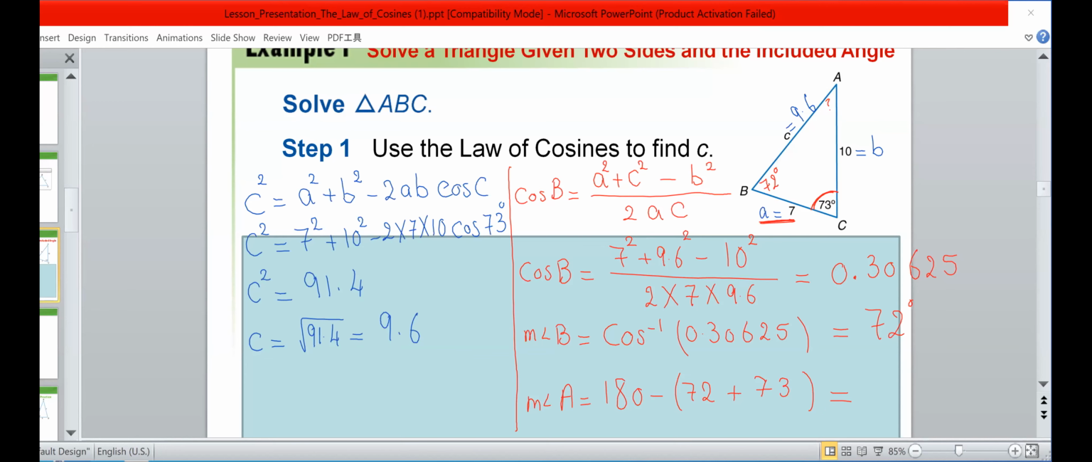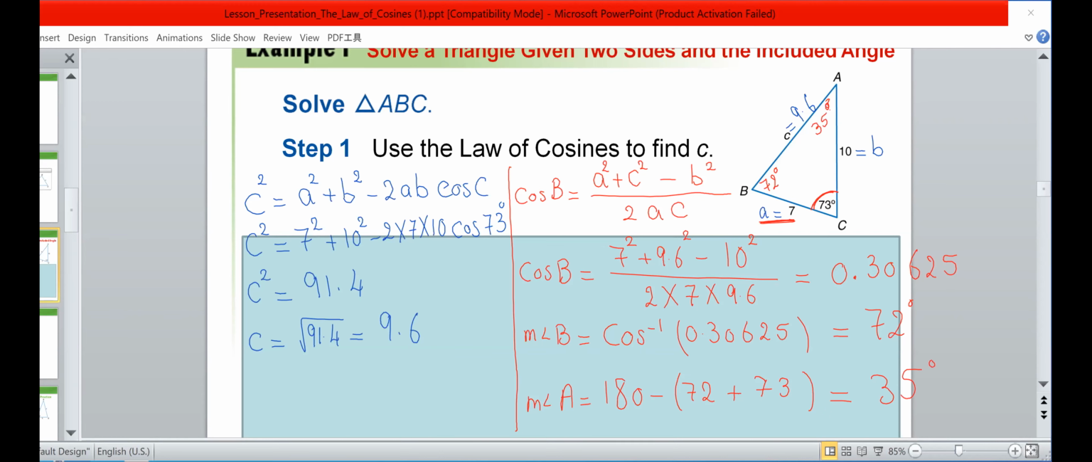Yalla, Abdullah. 180 minus open bracket 72 plus 73, and then close the bracket, equals 181? No, I guess my calculator is not working. Okay, so it's 35 degrees approximately. So the measure of this angle is 35 degrees now.